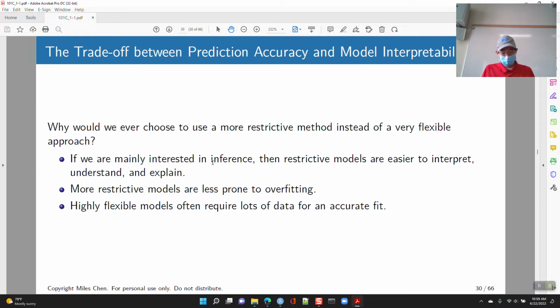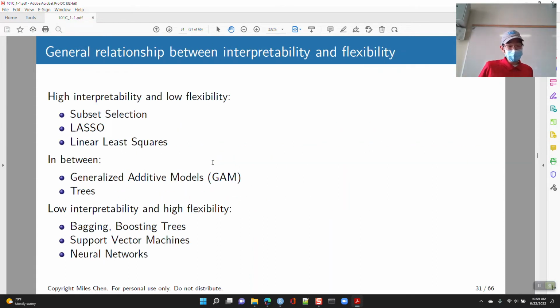Okay, well, if we want to understand relationships for inference, usually restrictive models are easier to interpret, they're easier to understand, they're easier to explain. Okay, restrictive models are less prone to overfitting, and highly flexible models require lots of data for an accurate fit. Okay, on the other hand, the highly flexible models will probably give you better prediction performance.